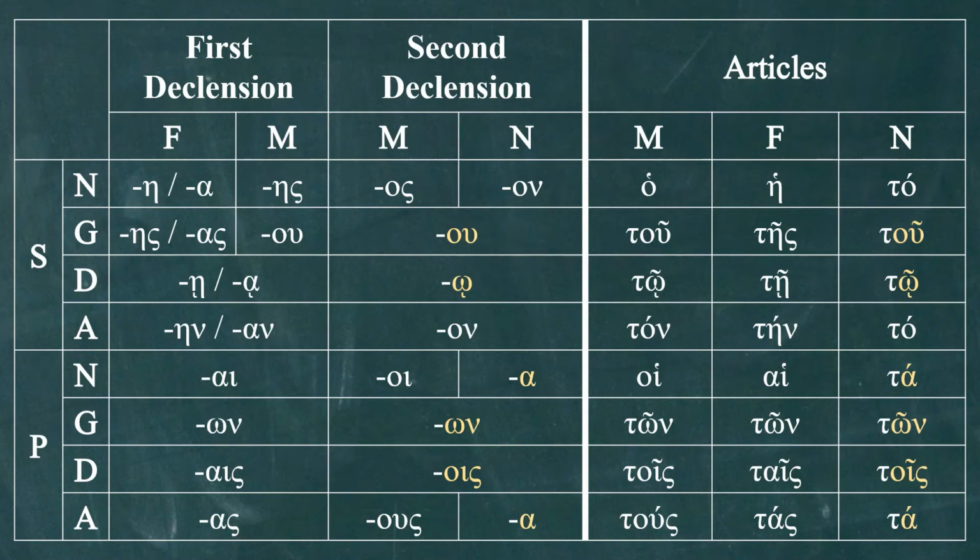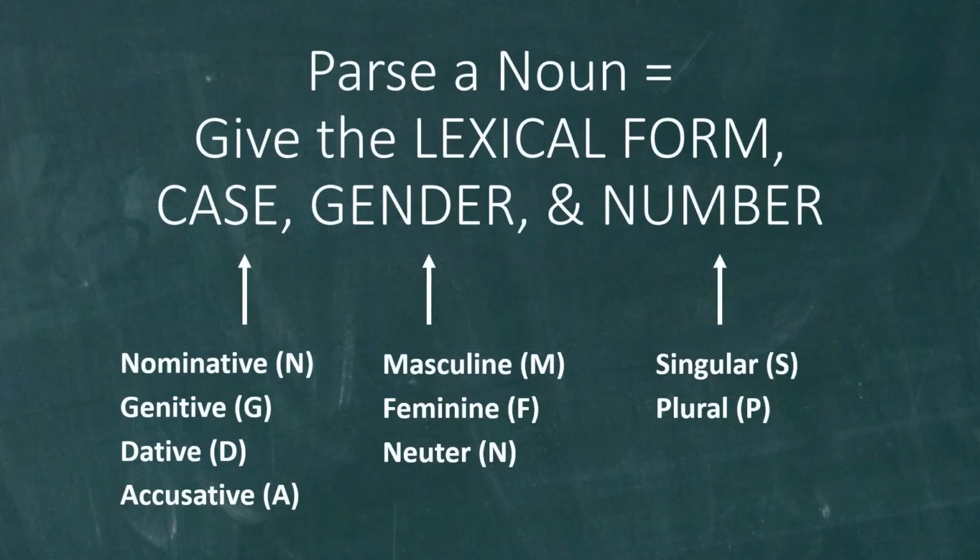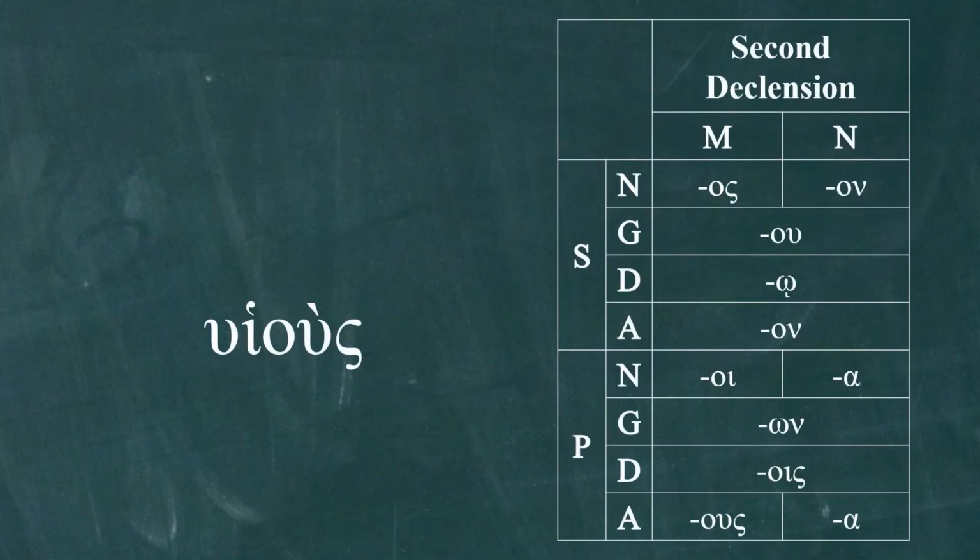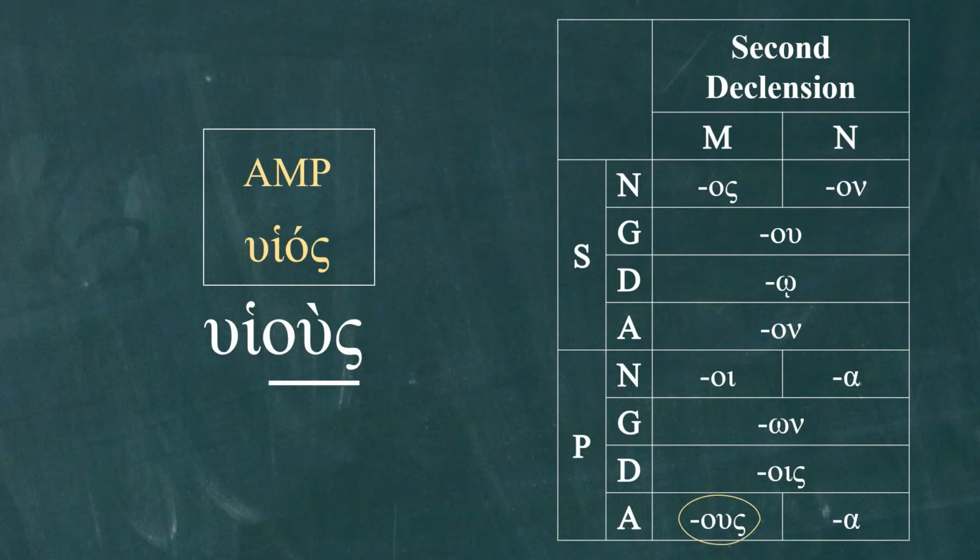Alright, now it's time for some practice. Remember that when we parse a noun, we need to identify the case, gender, and number. Our first example is huios. First, you should recognize that this is a form of the masculine noun huios, which means son. Now take a look at the ending. As you see in the chart, this is the accusative plural ending. So we parse this word accusative masculine plural, or AMP.